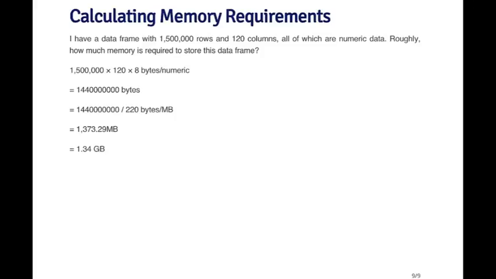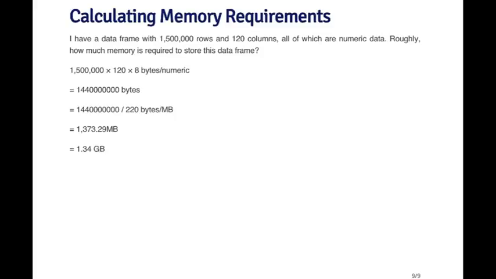Now, there are 2 to the 20 bytes per megabyte. So I can divide the number of bytes by 2 to the 20, and that's how many megabytes I have. So I've got 1,373.29 megabytes. And I can divide that again by 2 to the 10 to get the number of gigabytes, so it's going to be roughly 1.34 gigabytes. So the raw storage for this data frame is roughly 1.34 gigabytes.